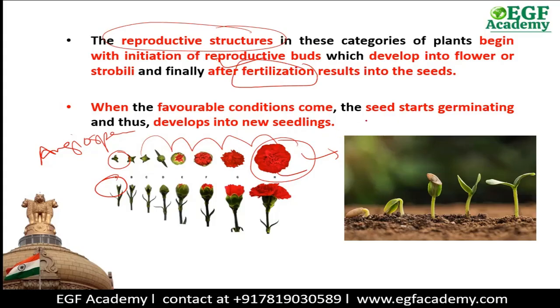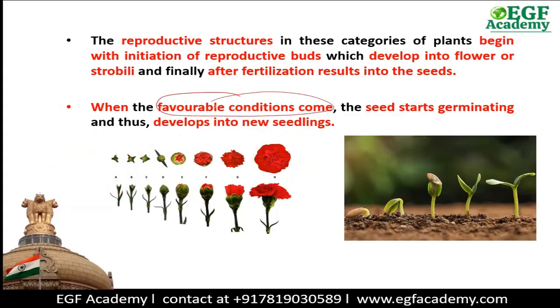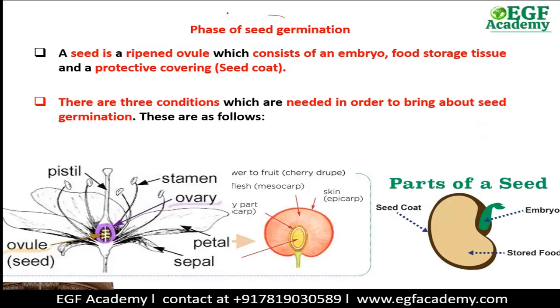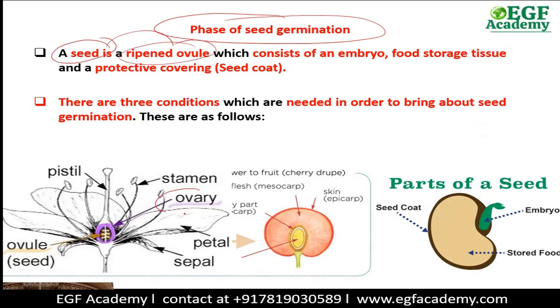And how does the fertilization take place? When the pollen grain reaches this flower, fertilization takes place. And after fertilization, a seed is formed. So, when the seed gets favorable conditions, it starts germinating, and after germination, it converts into a tree. Now, phases of seed germination. So, how does a seed germinate? The seed is a ripened ovule. This whole organ is an ovary, and inside it, there are ovules. Now, when this ovule is ready, seeds are made from it.